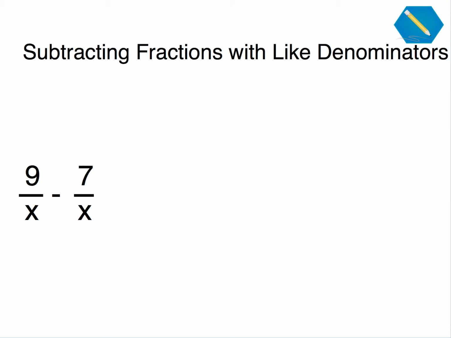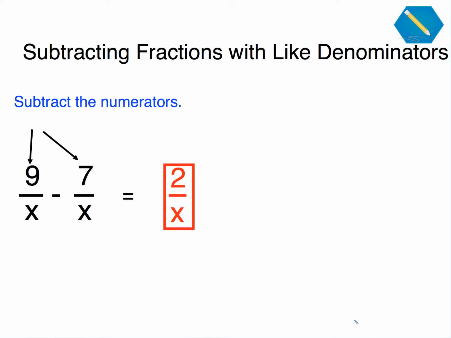Now in the next example, we're subtracting fractions with like denominators. So if I look at the denominator here, it's x for both fractions, 9 over x minus 7 over x. Just because it's a variable doesn't change any of the rules. It's the same denominator, so all we need to do is subtract the numerators, since this is a subtraction problem. So 9 minus 7 would be 2. You just keep the denominator the same, so it's 2 over x.